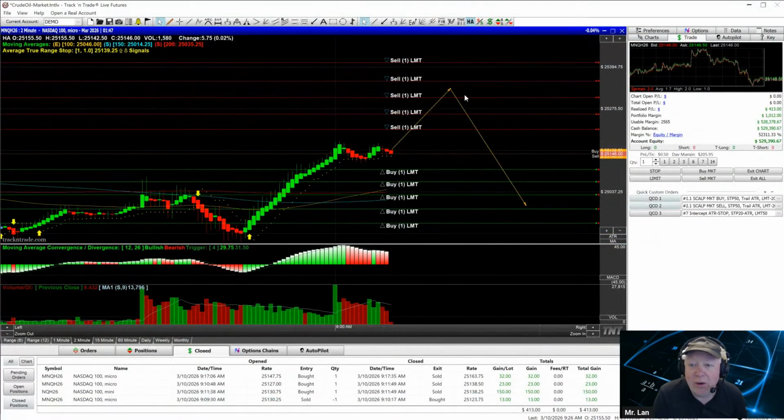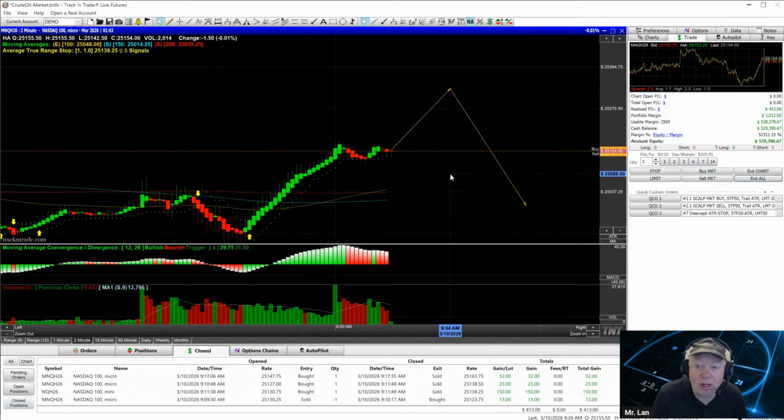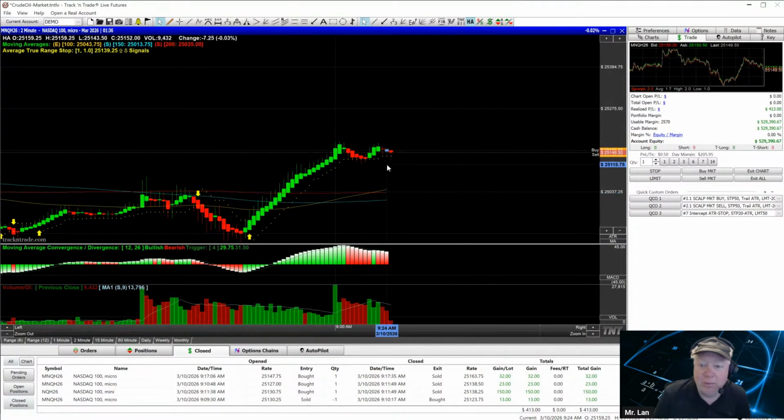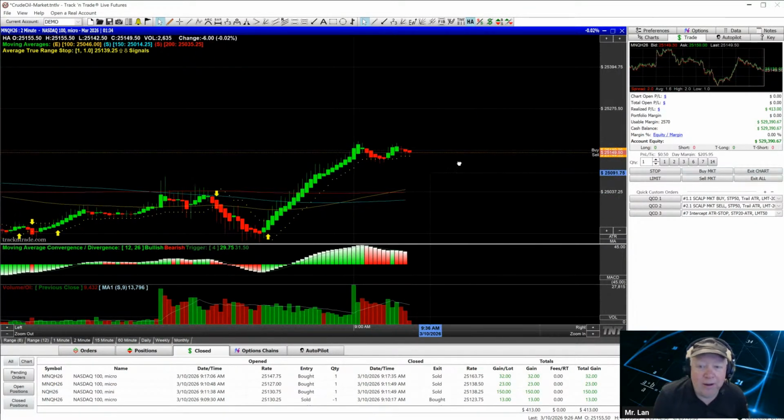Let's clear all these. Now, how would I get all these off the screen? I don't want them anymore. Just hit exit all, and it takes them all off. See that? Or you could hit exit chart. Exit all would take them off the other chart too. Here, we only had them on this chart, so we just hit exit chart. All right, so now we're going to come in.